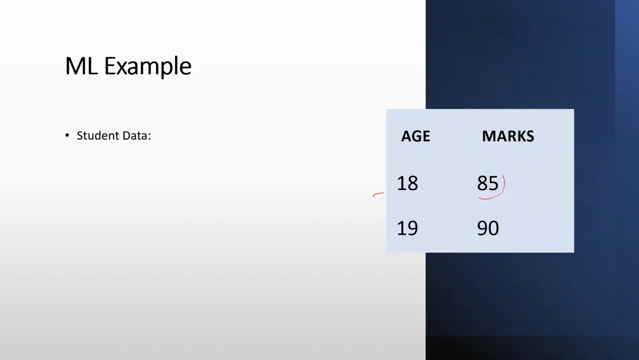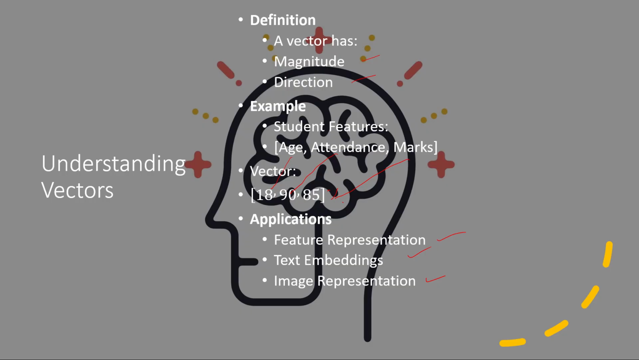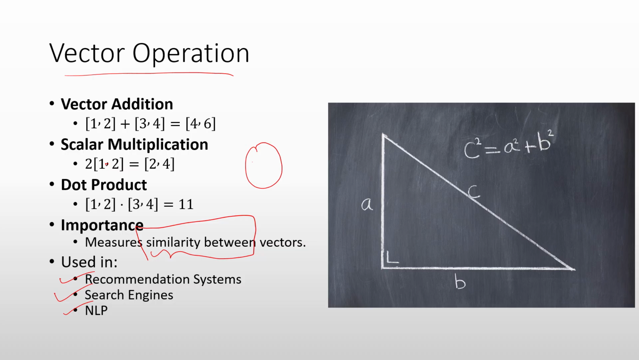In an ML example, take student data with age and marks: 18 is the age and 85 is the mark, 19 is the age and 90 is the mark. Vectors are important because they have magnitude and direction, and are represented in a column. Student features can be represented in a column: 18, 90, 85, where age is 18, attendance is 90 and marks are 85. Applications are feature representations, text embeddings and image representations.